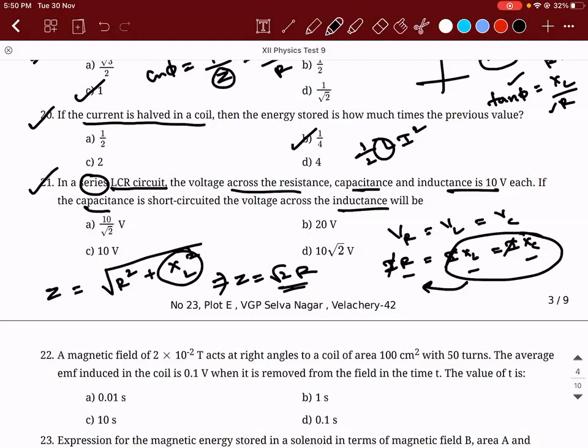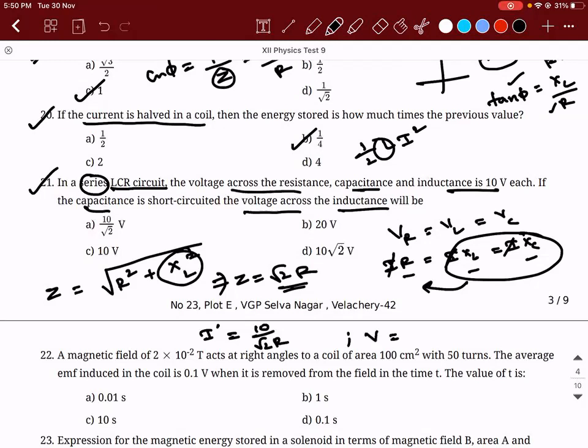No doubt. Okay. So we know that V is equal to I into R. Before that, I need to find the current that is flowing through the circuit. If I call it I dash, what is going to be the current? It is V by Z. That is 10 divided by root 2 times R. This is the value of current. Then the voltage across the inductance will be.